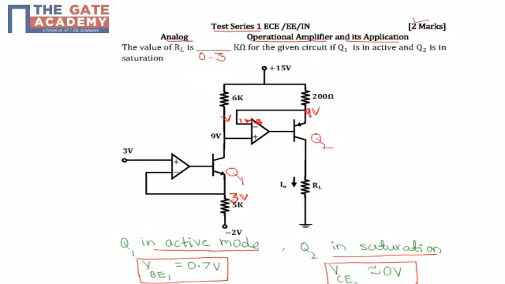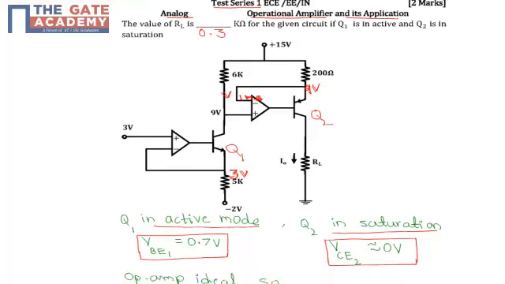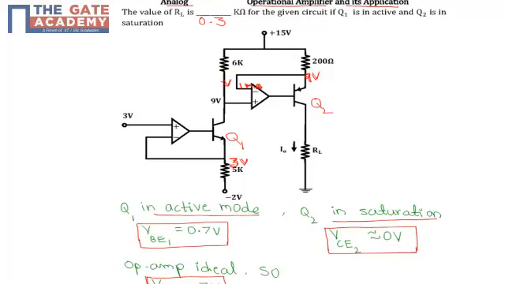From this question, we learned what active mode and saturation mode are, and how to calculate parameters like emitter current, collector current, collector voltage, emitter voltage, and resistance value.